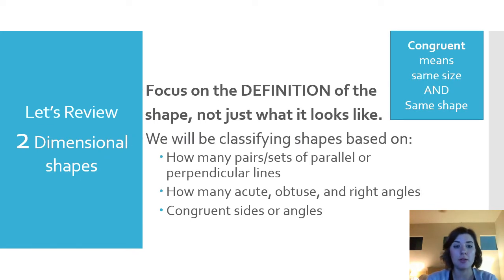When we're talking about 2D shapes this year, we really want to focus on the definition of the shape and not just what it looks like, because we'll be classifying shapes based on how many sets of parallel or perpendicular lines, how many acute, obtuse, or right angles, or if they have congruent sides or angles. Congruent meaning same size, same shape. So if they have two sides that are the same length or something like that.